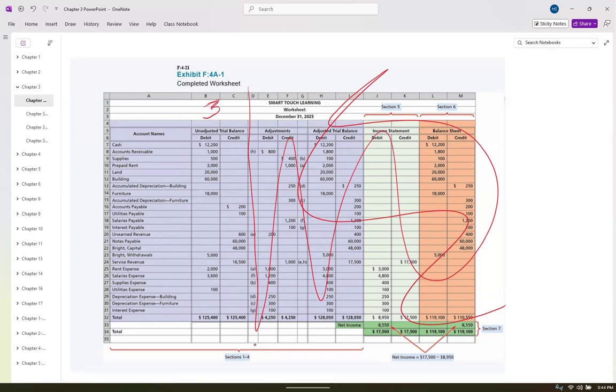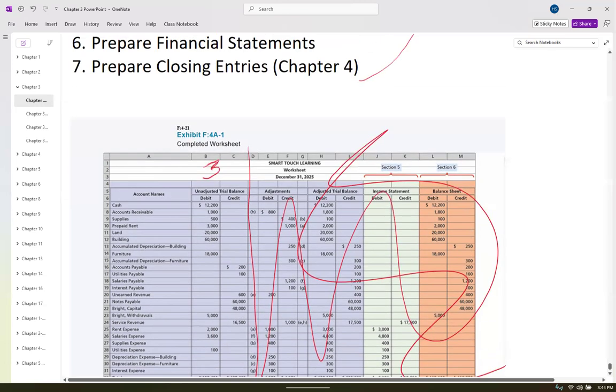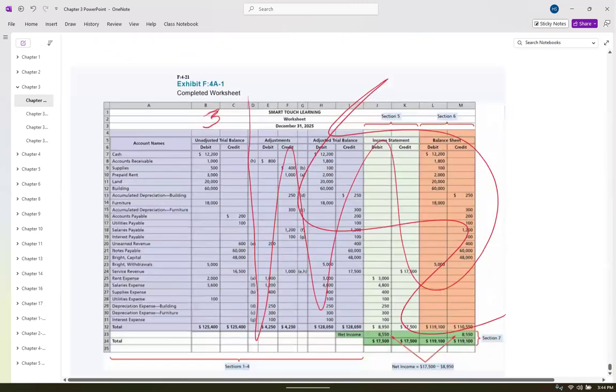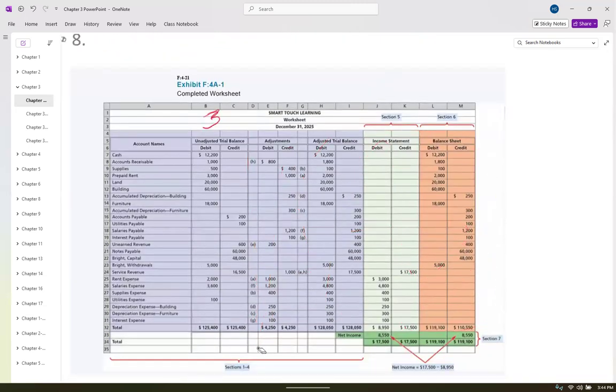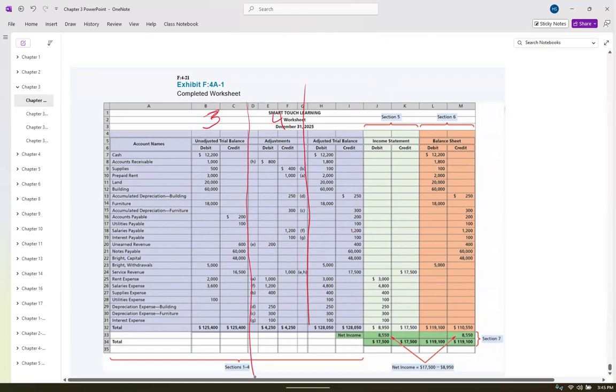Okay, that was step 3 in that process right there. We made the journal entries. That is this next column right here, so I'm going to draw a line here and here. This is your step 5, your adjusted trial balance. Doing it on this worksheet saves you a lot of time.